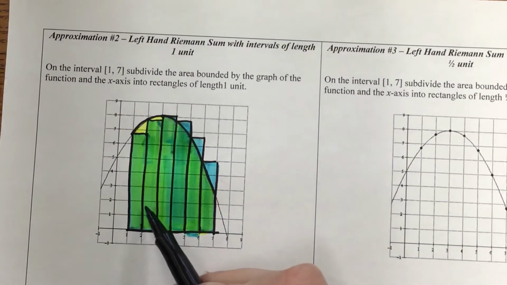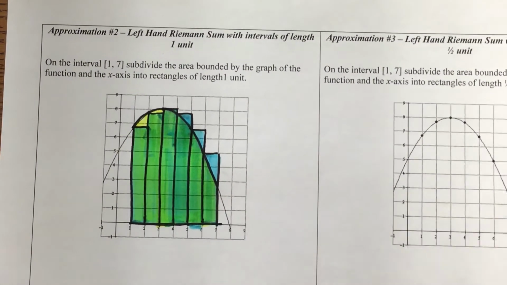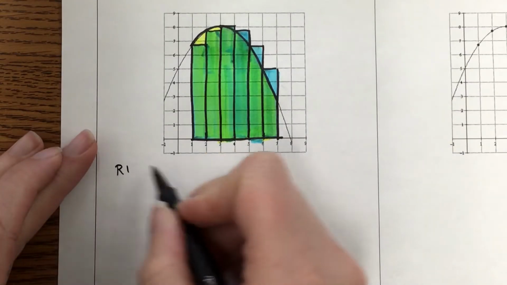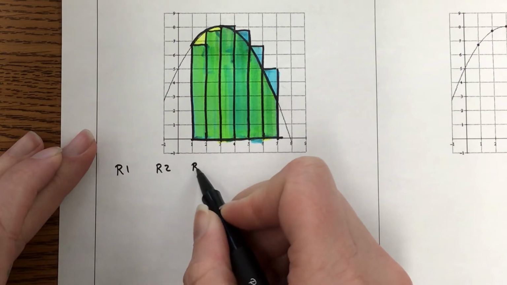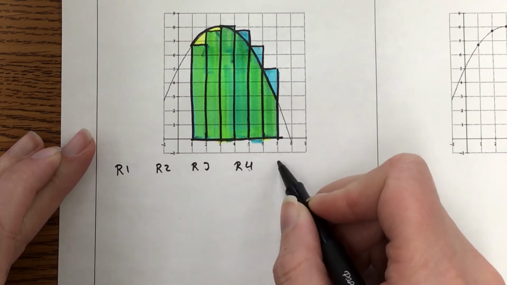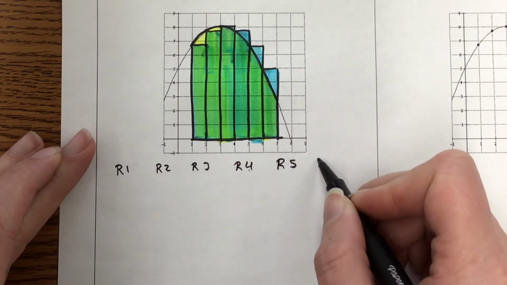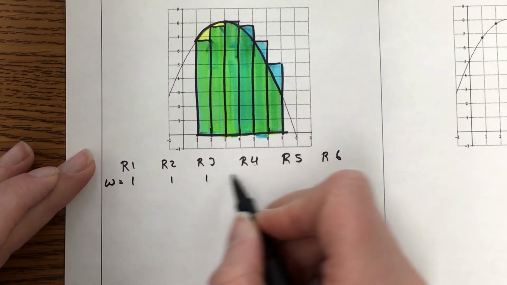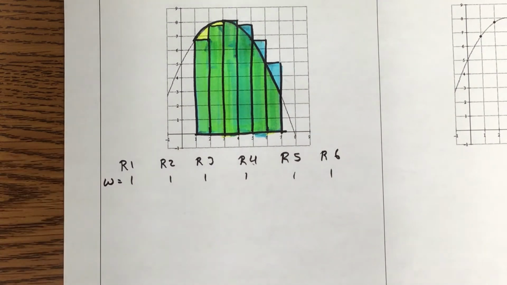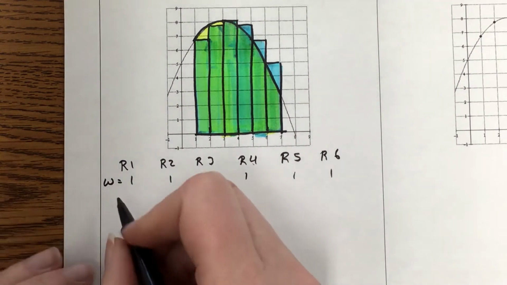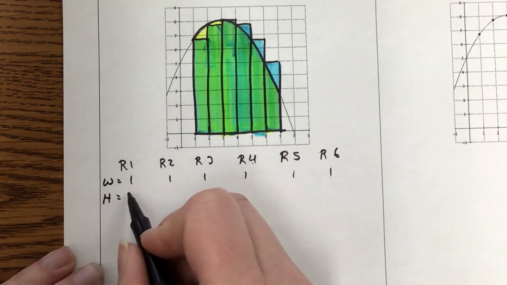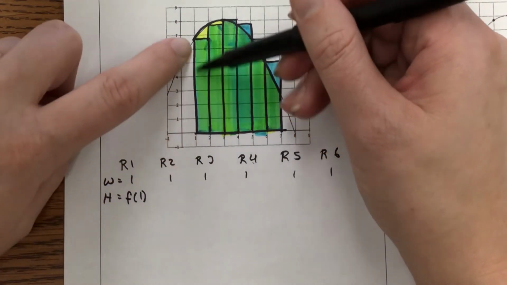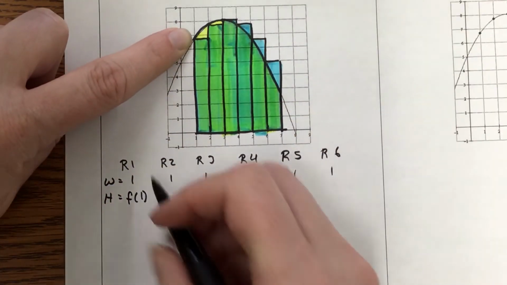So we have 1, 2, 3, 4, 5, 6 rectangles this time. All of them have a width of 1. Rectangle 1, rectangle 2, rectangle 3, 4, 5, and 6. All have a width of 1. And their heights are all different. The heights are still f of 1, because we're looking at the left-hand side. That's how high that is.